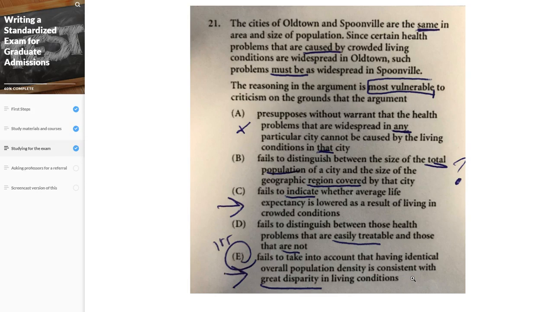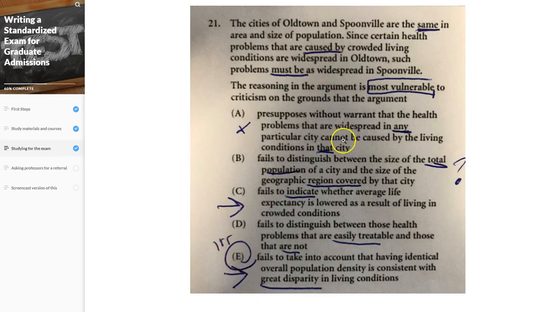Now compare E then. Let's go back and compare. Let's say former Kristin held on to this one. Fails to indicate whether average life expectancy is lowered as a result of living in crowded conditions. Is that really the silver bullet to the analogy? No. If the most vulnerable part of this argument is this disanalogy from population density to health problems being widespread, what if it's the case that they have great disparity in living conditions? That it's possible to have great disparity in living conditions. Okay, so E is our answer, right?